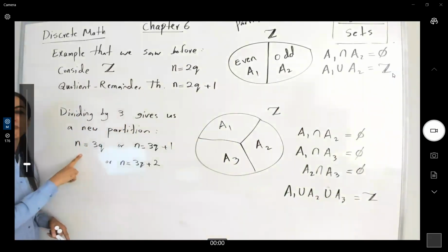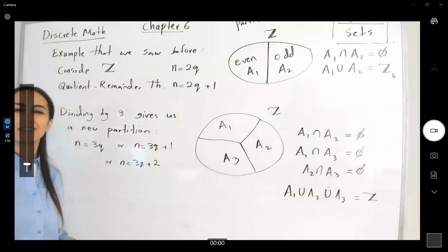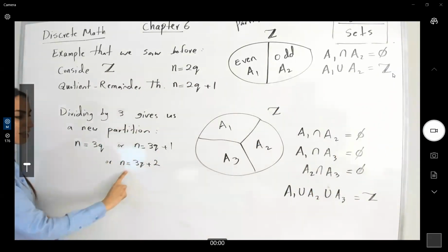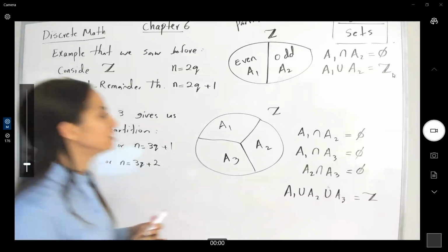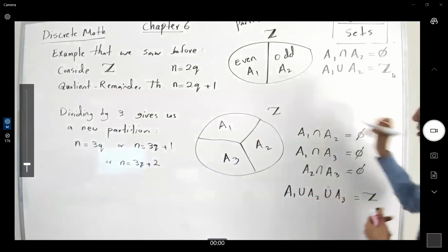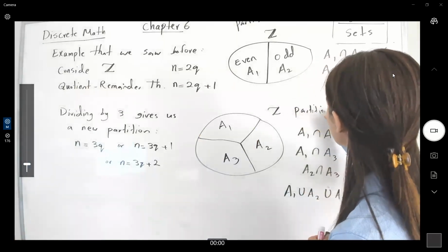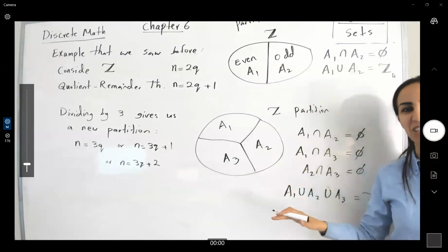The collection of numbers that are multiples of 3. The collection of numbers that when we divide them by 3, the remainder is 1. And the collection of numbers that when we divide them by 3, the remainder is equal to 2. We just represented a new partition for Z. These two partitions are different from each other.